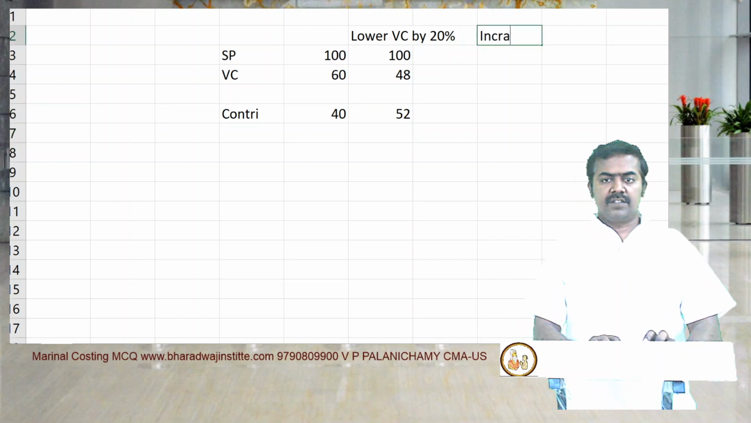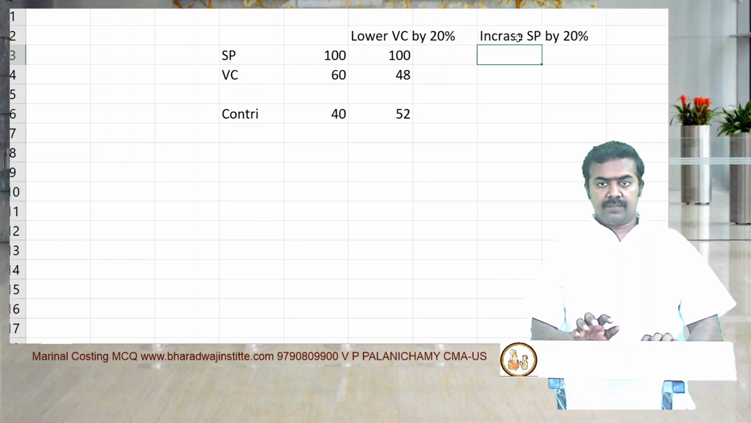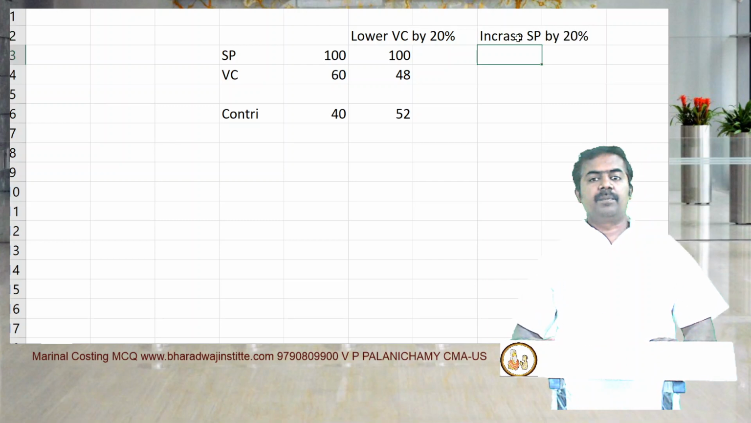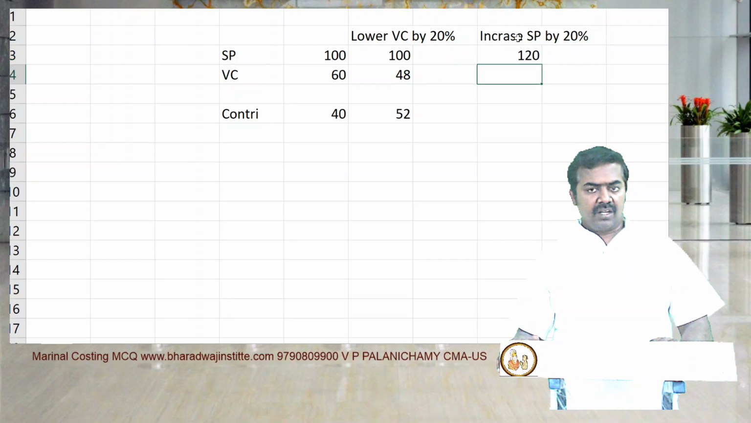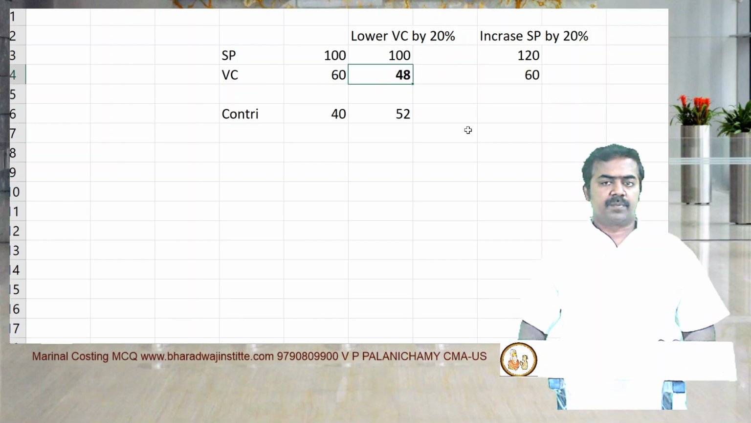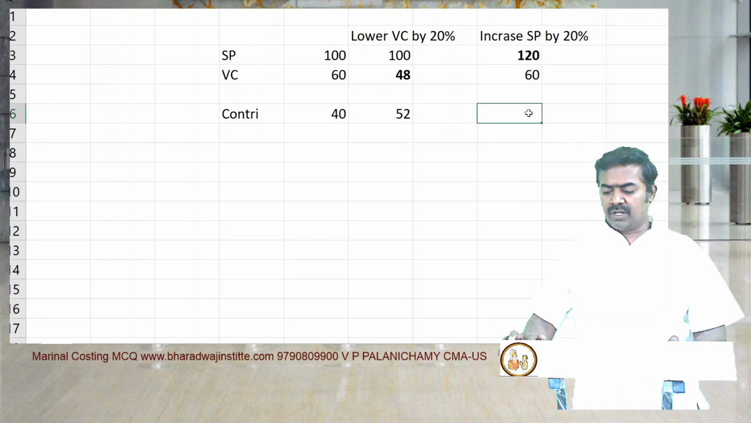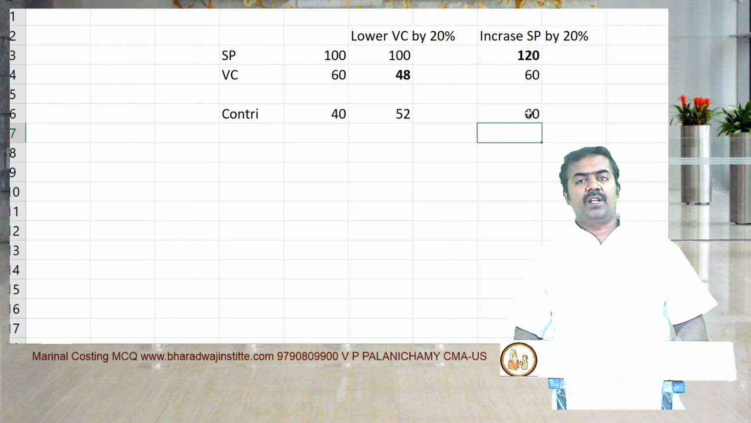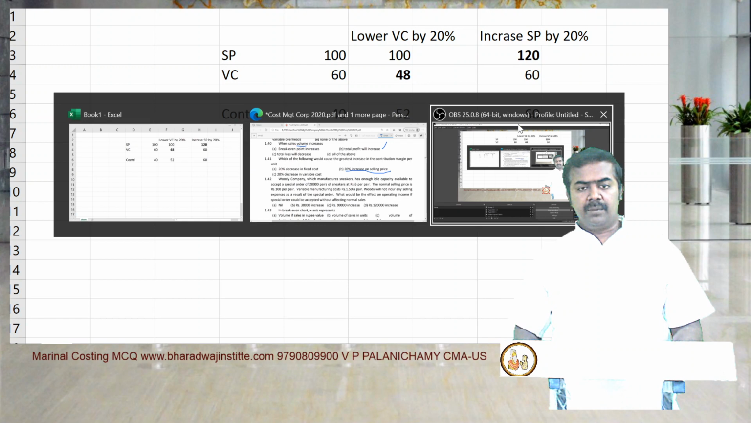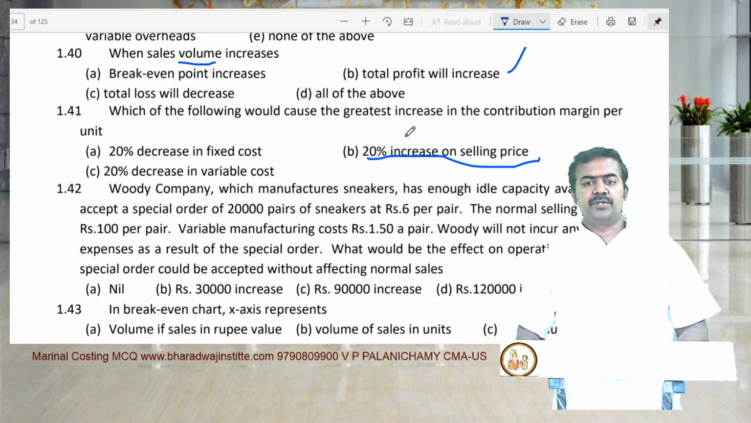If you increase the selling price by 20%, it will become 100 plus 20, 120. Variable cost we keep the same, 60. In one option, I lowered the variable cost by 20%. Here, I increase the selling price by 20%. So what will be the contribution? 60. So which will have a better impact? Increasing the selling price will have a better impact. So that is a correct option.